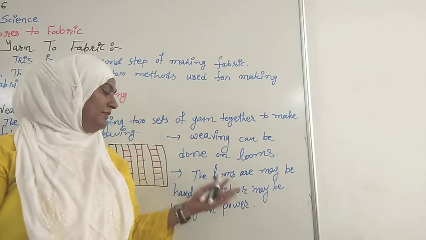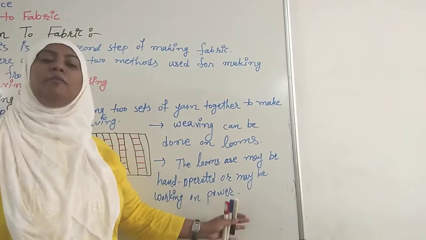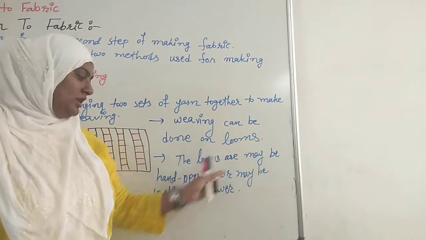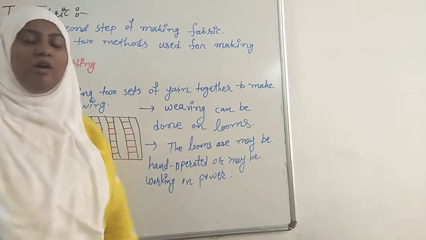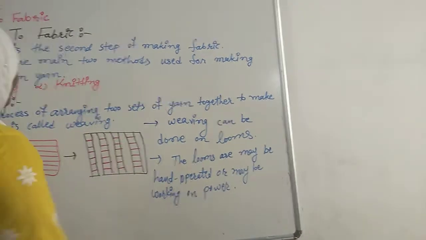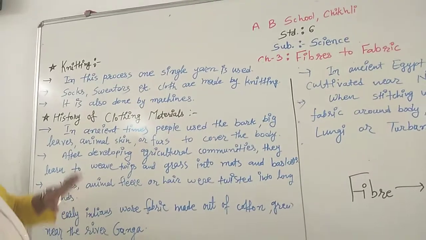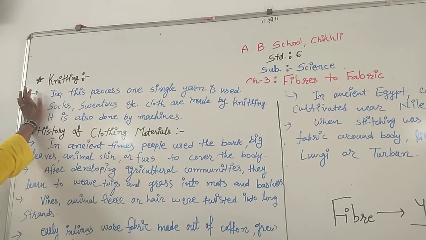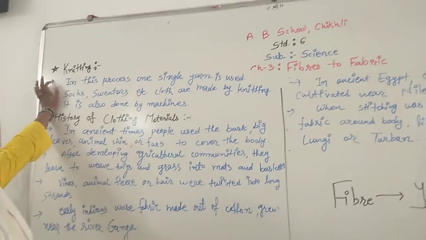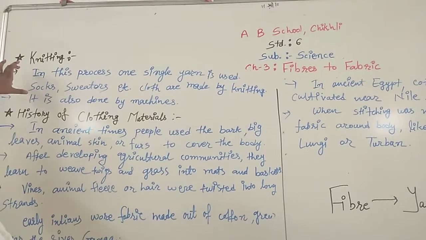These looms may be hand operated or power operated. So this is all about weaving. The first one was weaving, then the second process to make a fabric from yarn is knitting.